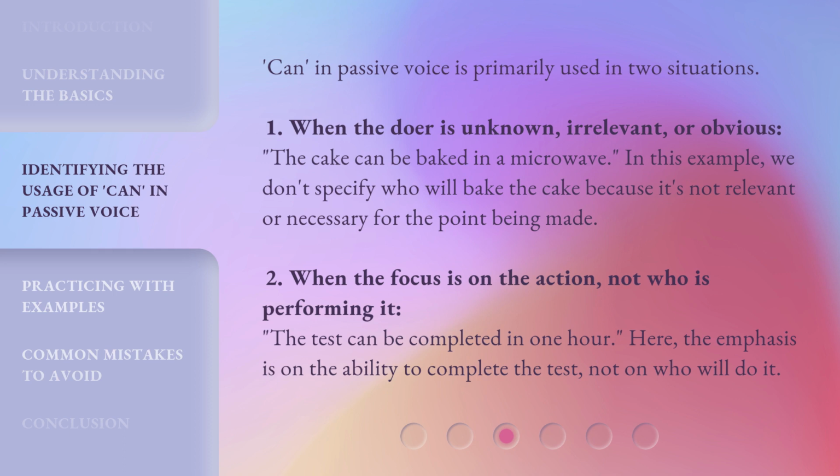In this example, we don't specify who will bake the cake because it's not relevant or necessary for the point being made. 2. When the focus is on the action, not who is performing it. The test can be completed in 1 hour. Here, the emphasis is on the ability to complete the test, not on who will do it.